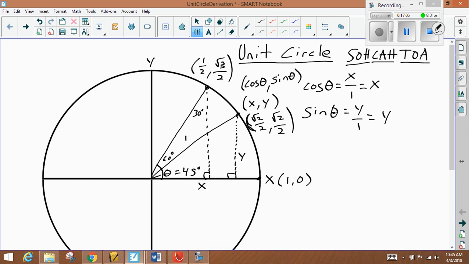The last one we can find is for theta equals 30 degrees. And this is the triangle that we formed.